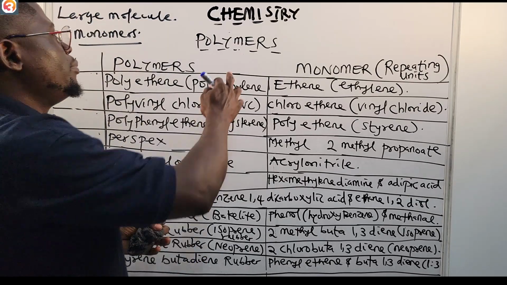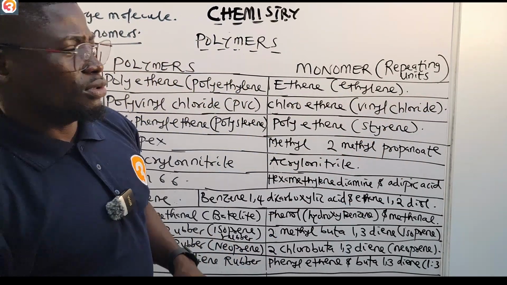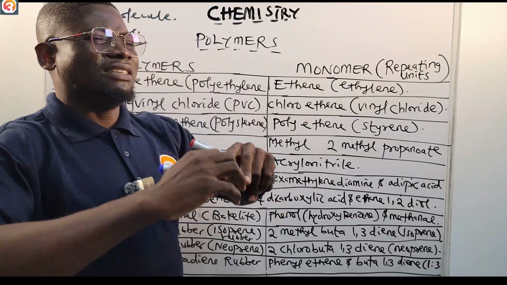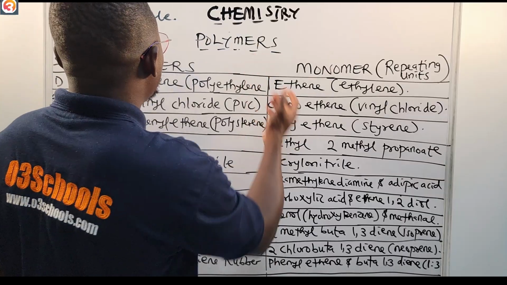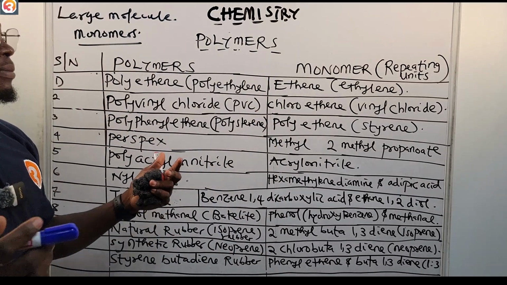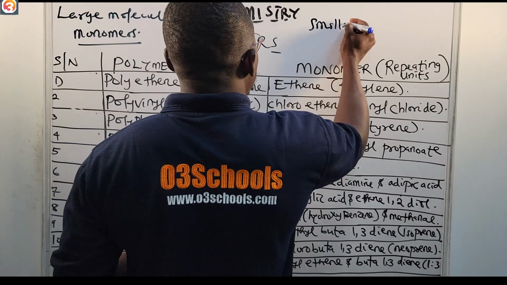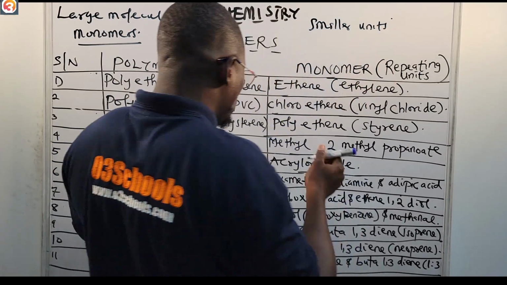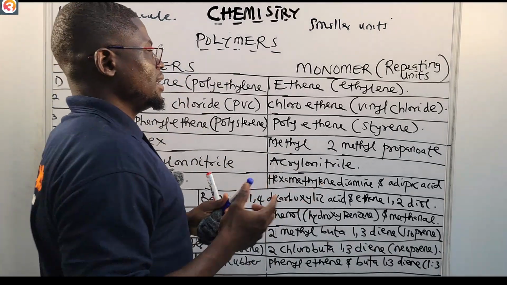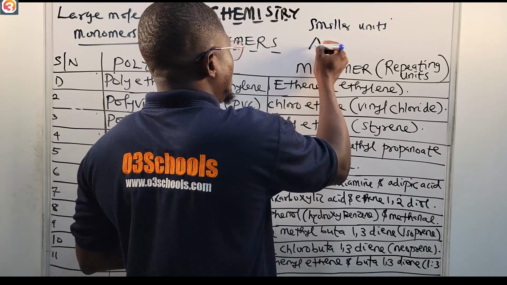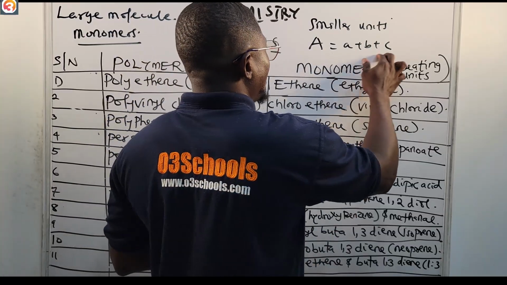So when we talk about polymers, we mean something that is very big, something that is very many. That's what polymers entail. Of course, during polymerization, the smaller units come together and form the bigger unit, the polymer. So for example, let's say we have an equation, A equals A plus B plus C. Let's say these ones are monomers, and this one is the polymer.